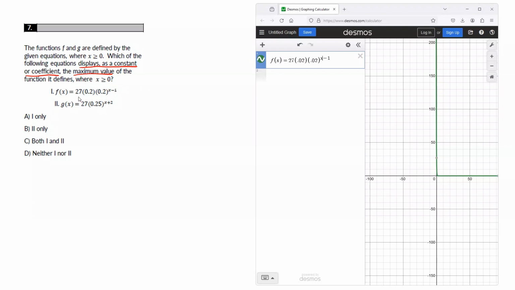Let's make sure I typed it correctly. 27 times point, oh, I put my 0 in the wrong spot. All right, that's a little bit better.